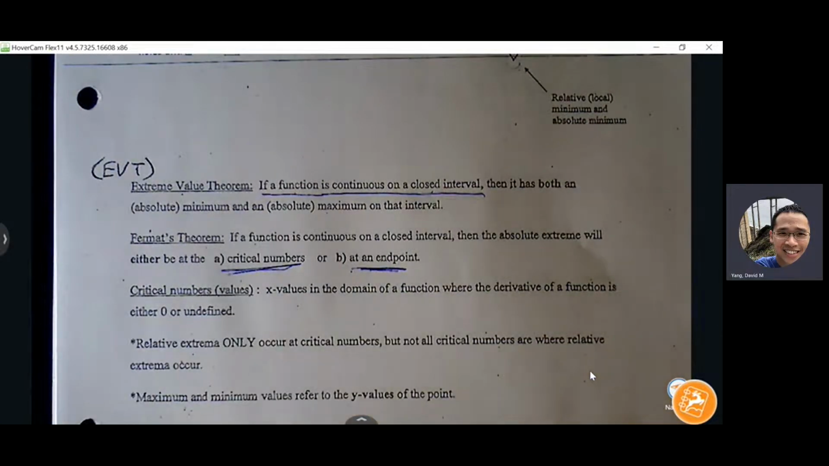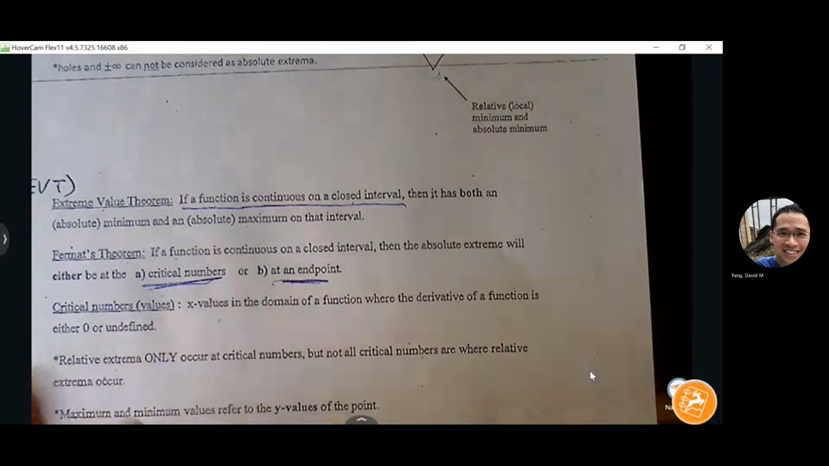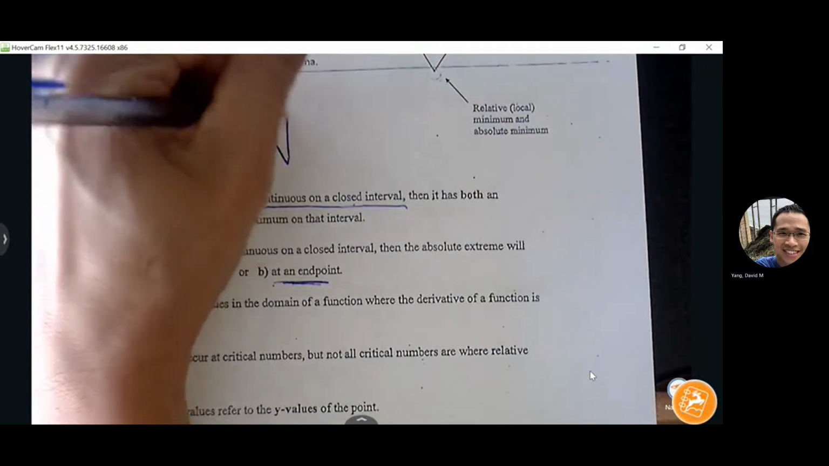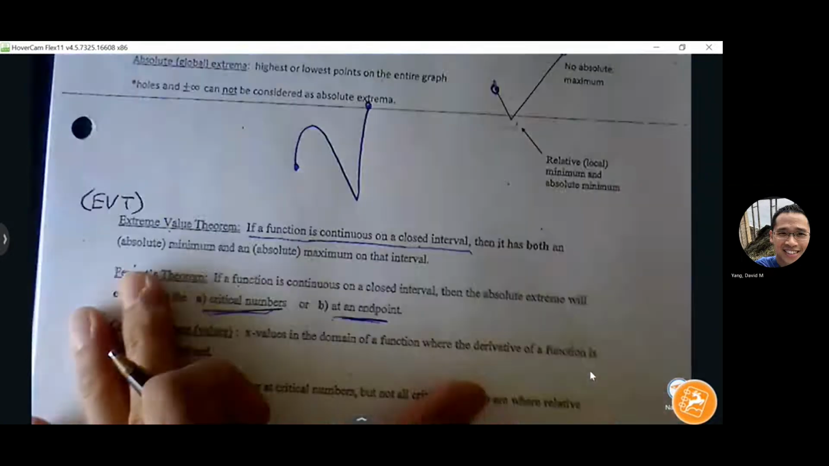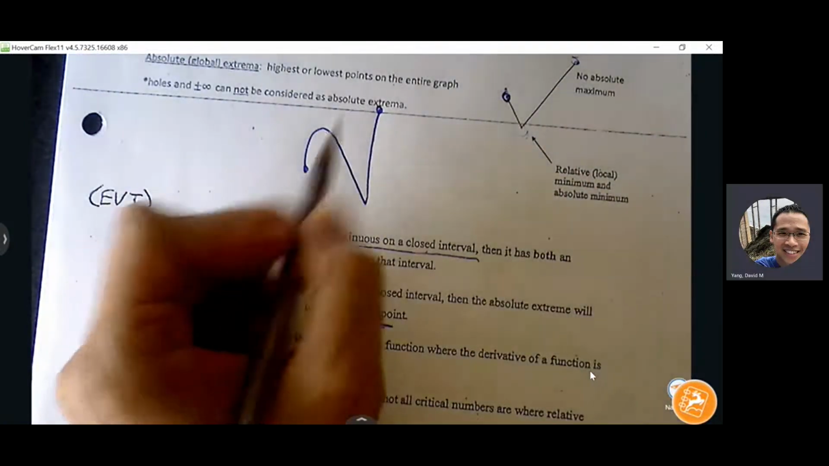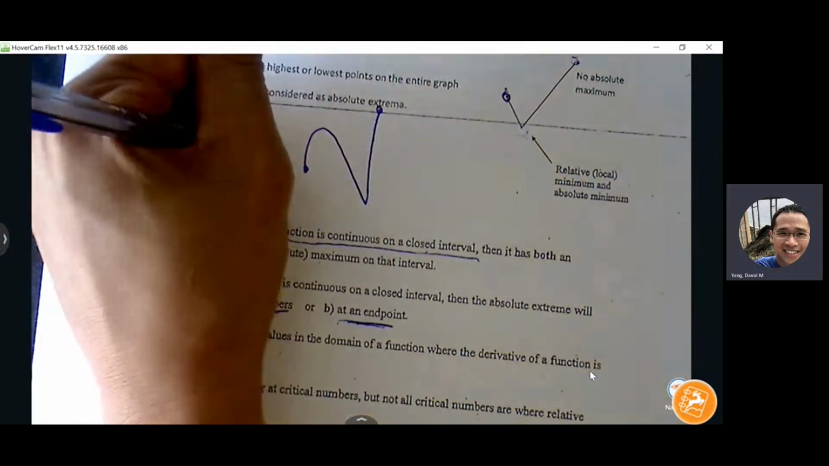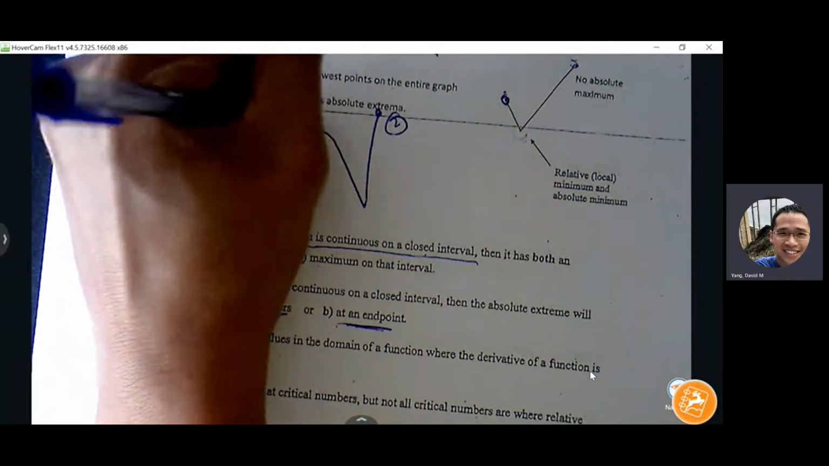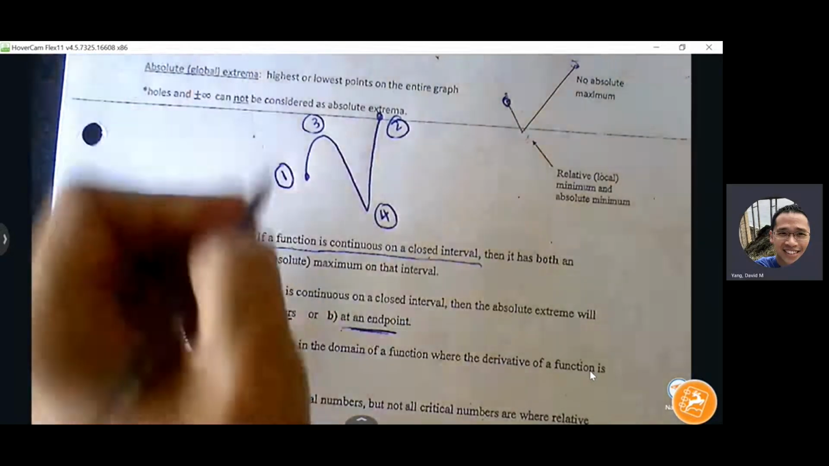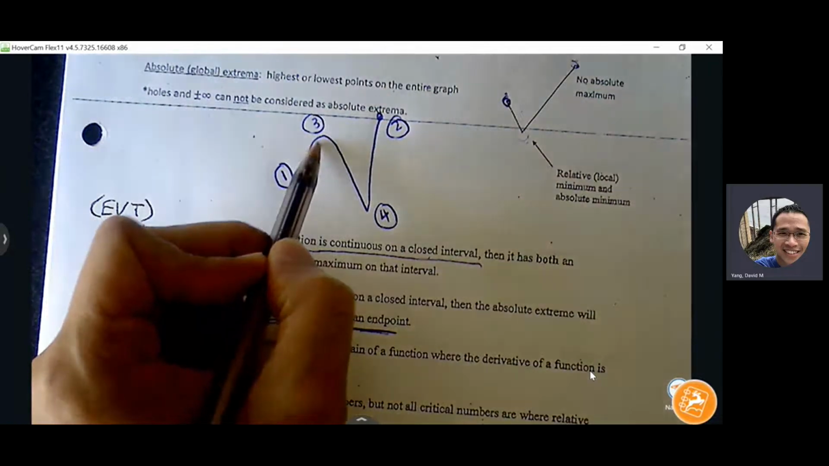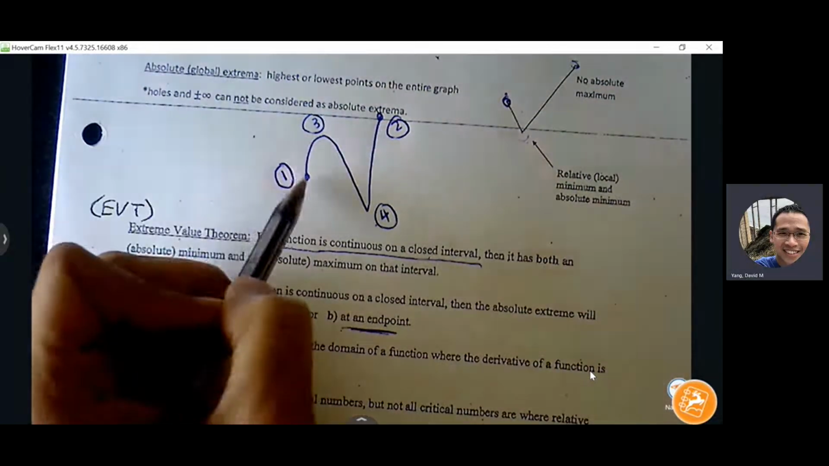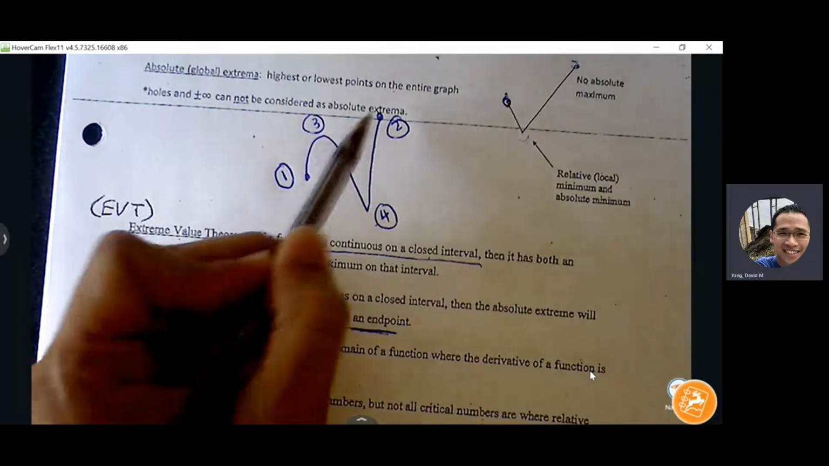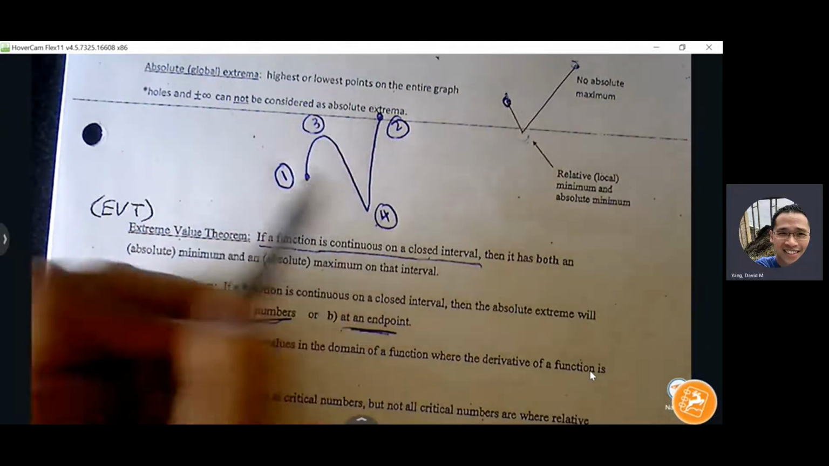So here's a quick example. Here's a visual example. If the graph looks like this, we only have to consider the endpoints and the critical points. Critical points are wherever the slope is either 0 or undefined. There are no other points that could be the highest or lowest points on the graph. It's always going to be restricted to just the endpoints and critical points.